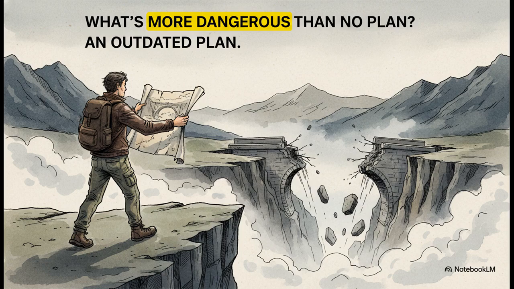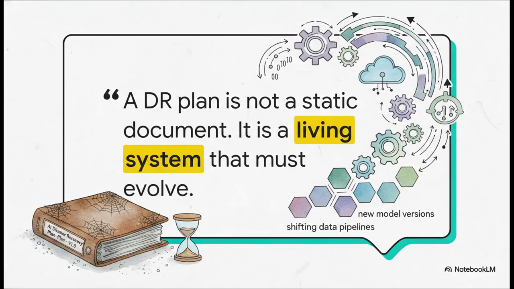It doesn't reflect your current infrastructure, your latest models, or all those new dependencies you've picked up. And this quote right here just hits the nail on the head. A DR plan isn't a static document. It has to be a living system. Think about it. The world of AI moves at lightning speed. We're talking new model versions, data pipelines that are constantly in flux, shifting infrastructure. The list goes on. An outdated plan is practically guaranteed to fail you at the worst possible moment because it was designed for a reality that's already in the rearview mirror.